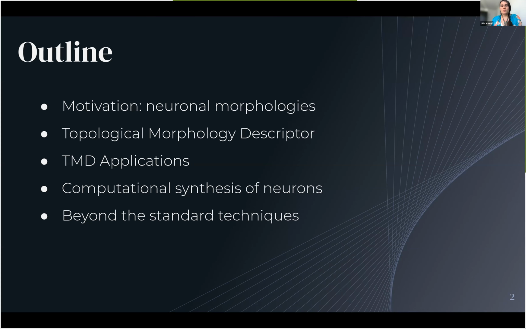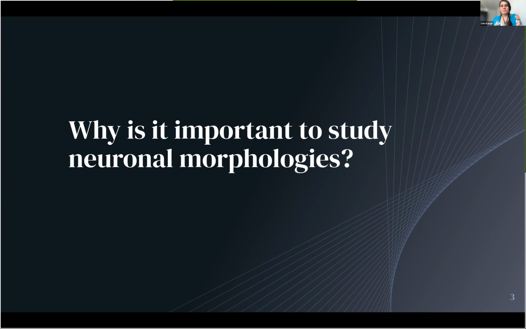I will start by explaining what neuronal morphologies are and why they're important. Then I will describe briefly the topological morphology descriptor and some applications. Then I will discuss computational synthesis, so how can we computationally generate neurons? And then I'll give some insights on how we can understand this process through topology.